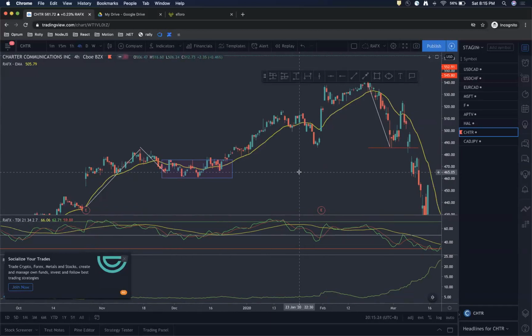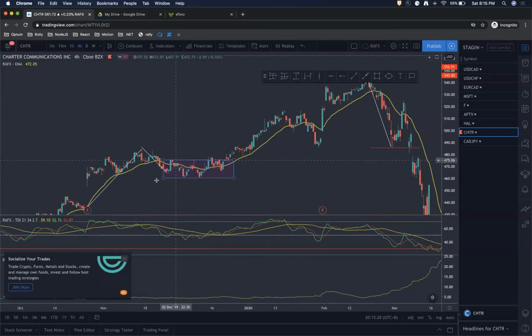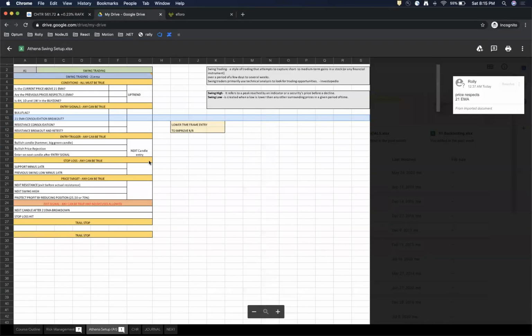Okay, and we know what happened, but again, this is a cherry-picked chart because I want to show you my point na ganito yung 21 EMA consolidation as our entry signal. So next entry signal, again, pwedeng ang entry signals natin is any of these can be true. Pwede kang gumamit ng kahit ano doon na makikita mo.